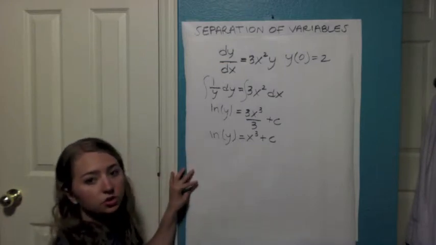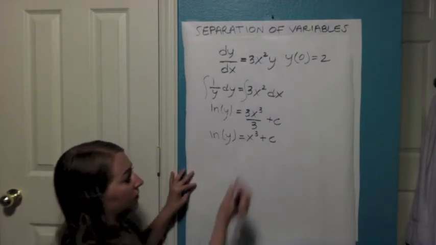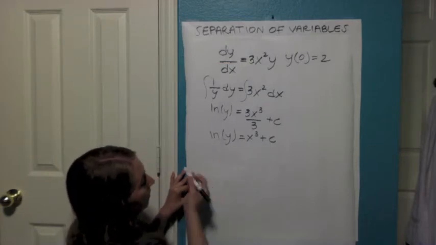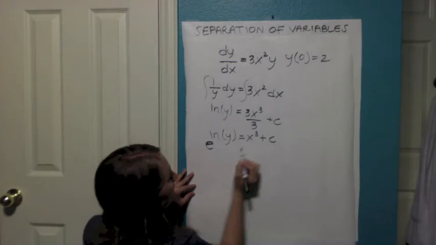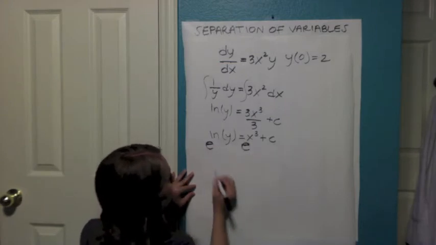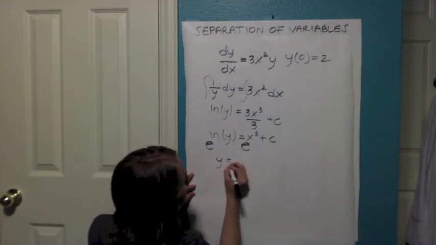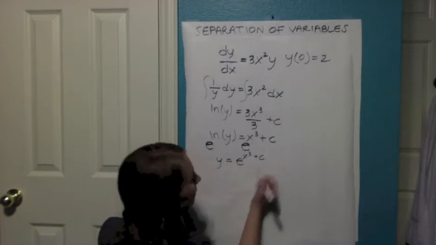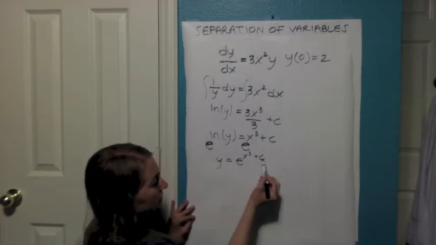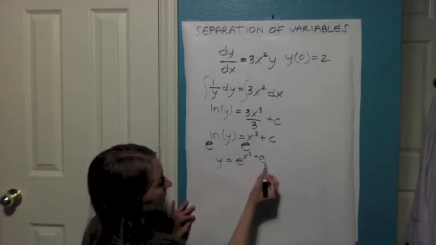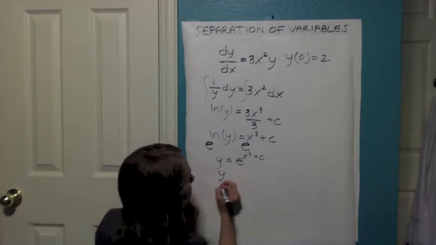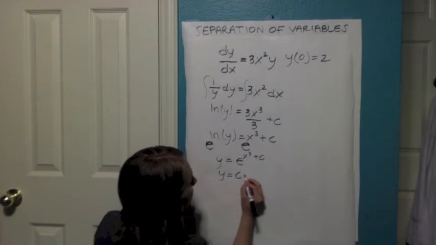We can simplify. Now here comes the tricky part. We have to find what c equals, but first we need to get y by itself. So we are going to raise each side to e. So here we get y equals e to the x cubed plus c. Now since c is a constant, we can take it out and multiply and get y equals c e to the x cubed.